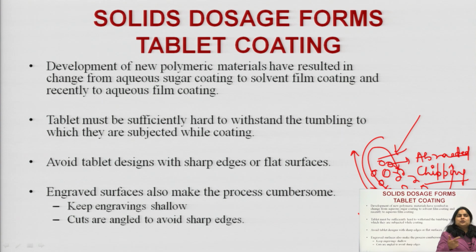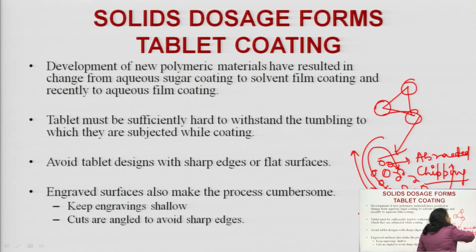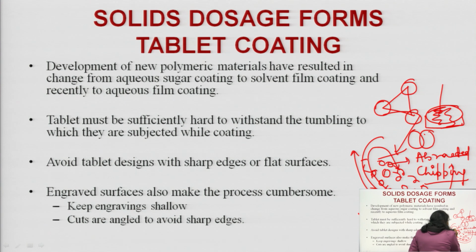We should also avoid tablet designs which have sharp edges. For example, if we have a tablet in a triangular shape, because of the tumbling effect these edges will be broken down. Or if the tablet has a flat surface like this one, then when the coating solution is sprayed on it, one tablet will bind to another, or when the tablets are wetted they may stick to the coating pan itself. So we should avoid tablet designs with sharp edges or flat surfaces.